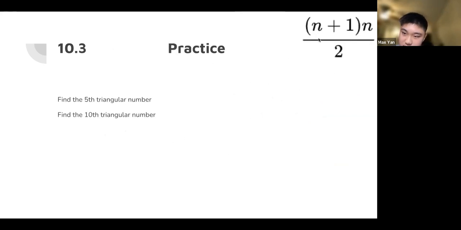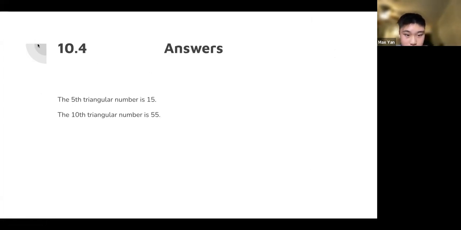So I've put the formula up there, and find out the 2 triangular numbers. So the fifth triangular number, 5 times 6 divided by 2, is 15. 10 times 11 divided by 2 is 55.